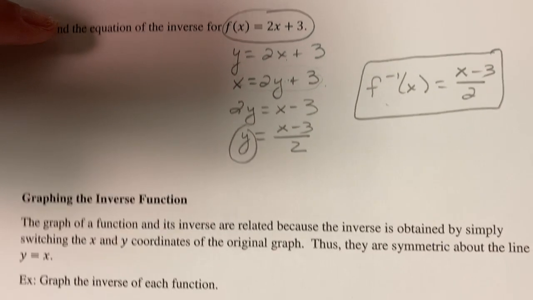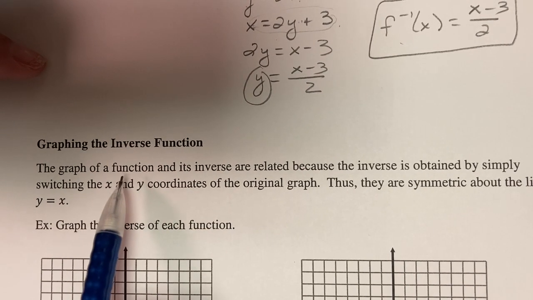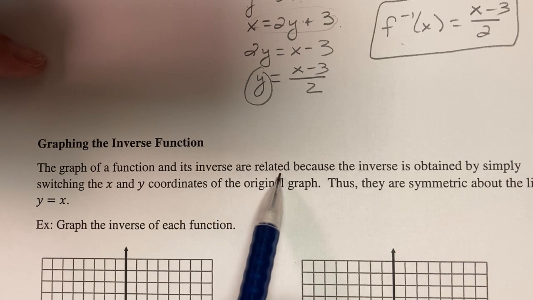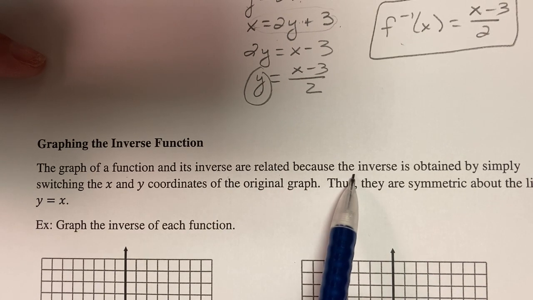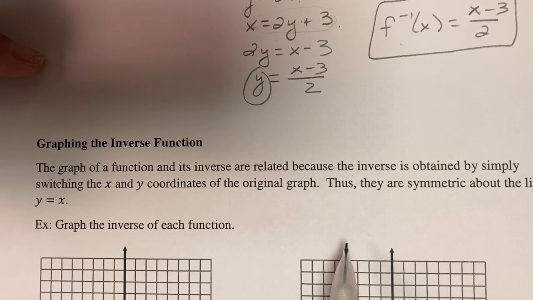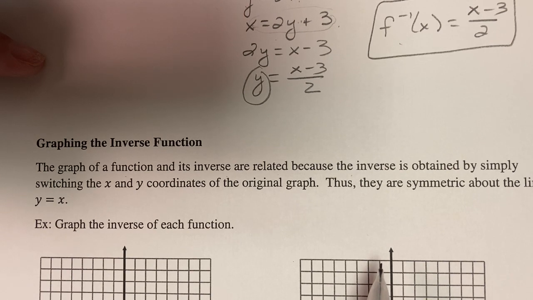Now let's look at graphs of inverses. So if I want to graph the inverse function, the graph of a function and its inverse are related because the inverse is obtained by simply switching the x and the y. Thus, those two graphs of a function and its inverse will always be symmetric with the line y equals x.